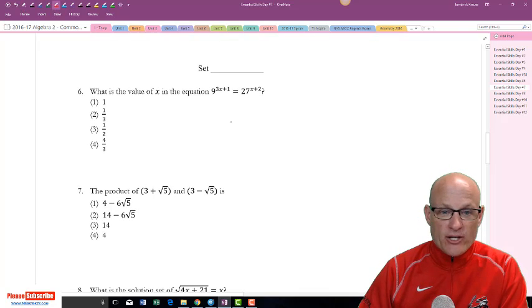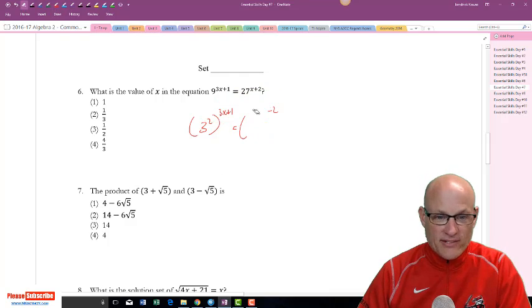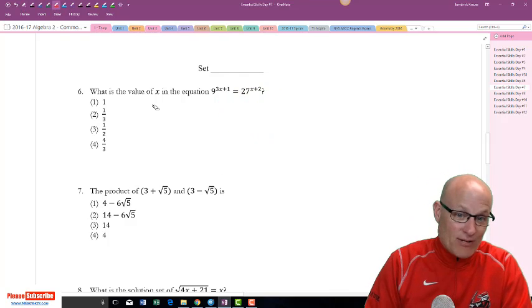Okay. Now the way to do this one, by the way, is to do 3 squared to the 3x plus 1. You should know how to do these. 3 cubed to the x plus 2. And then set the exponents all equal to each other. But let's say you forgot how to do that. You just want to get the right answer.